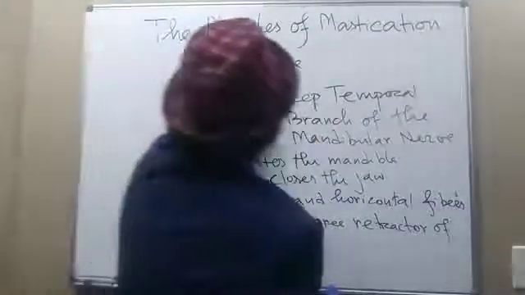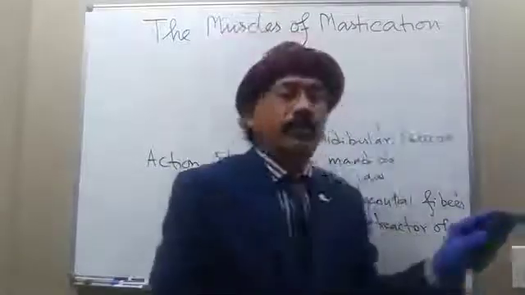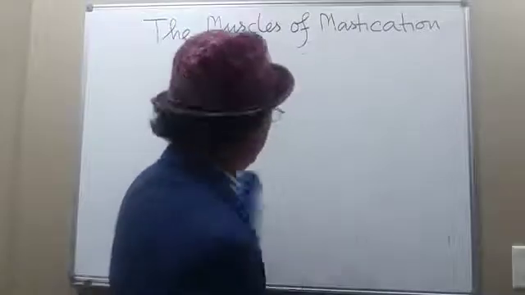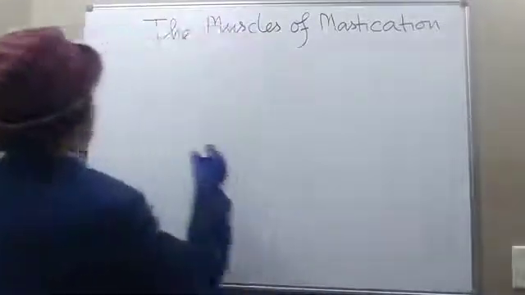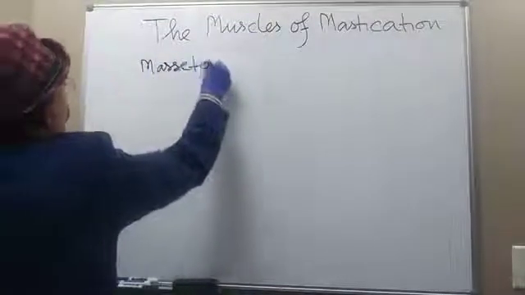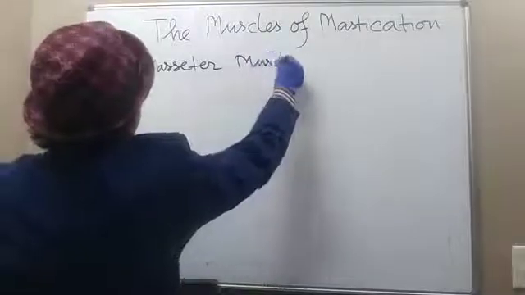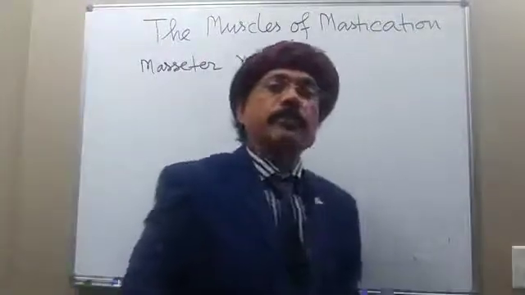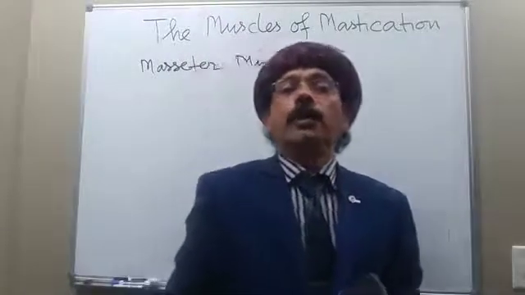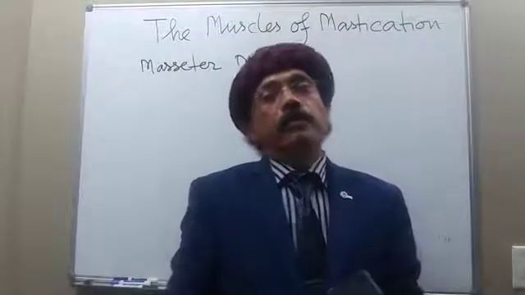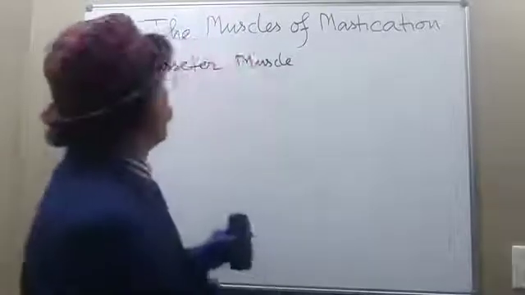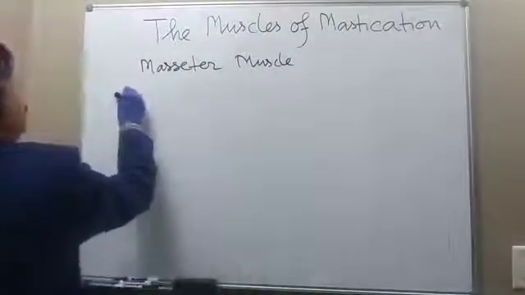Now we'll go to the masseter muscle. Our second muscle is the masseter muscle. This is a muscle of mastication, so from which arch is it coming? From the first pharyngeal arch. What is the nerve supply? Nerve supply is from the masseteric branch of the mandibular nerve. Okay, we got that. We go to the origin again.